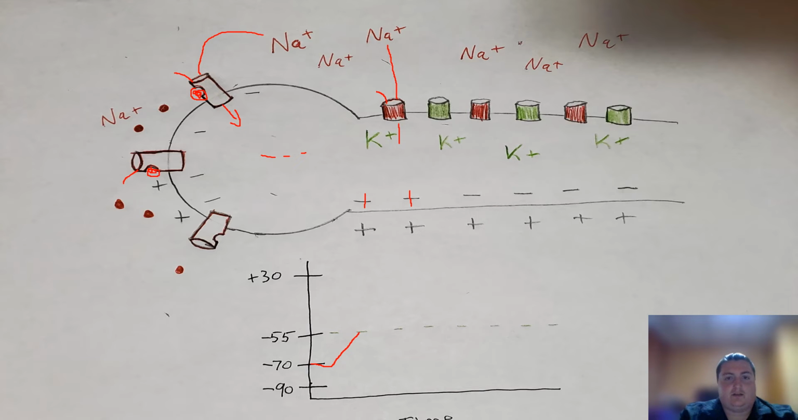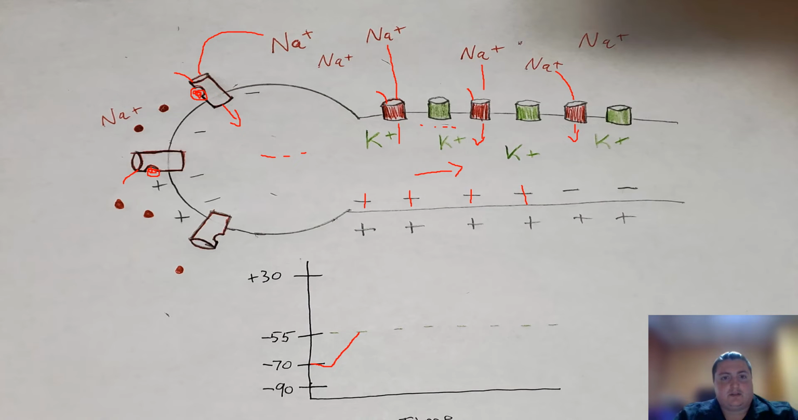Now, as this threshold moves down, it creates a domino-like effect where these voltage-gated sodium channels will continue opening as the threshold is met down the axon, allowing the diffusion of more positively charged sodium.